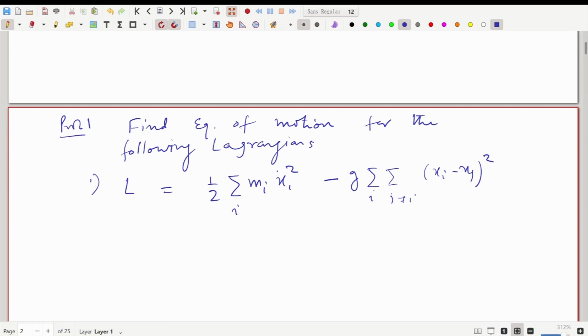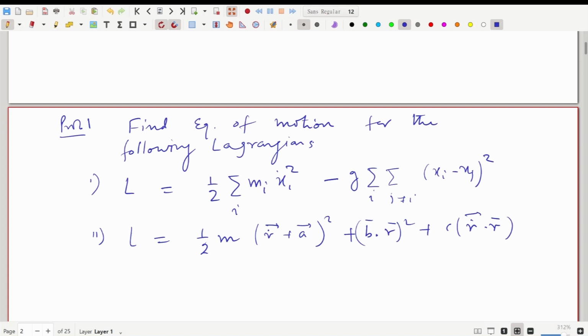So, the reason for considering these two Lagrangians, I will just explain. Let me write the second Lagrangian also. It is in vector form. So, half m (r dot vector plus some constant vector a) whole square, a mv square type of term, plus b dot r whole square plus c r dot r. Suppose you have this Lagrangian.